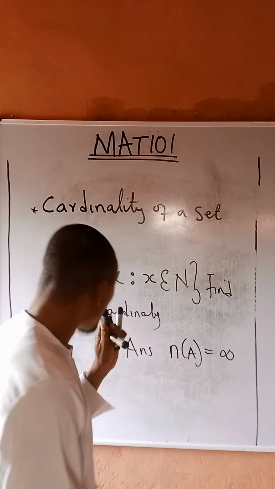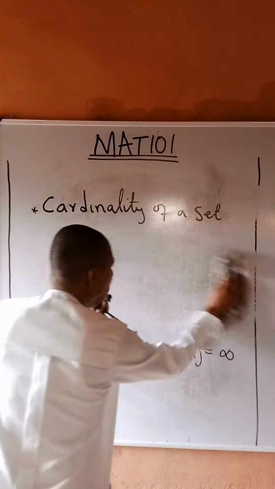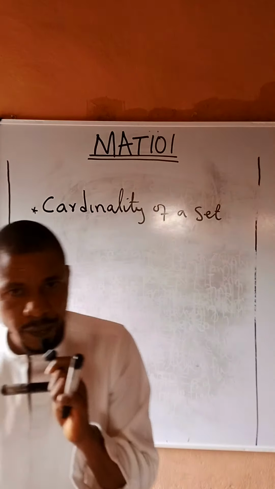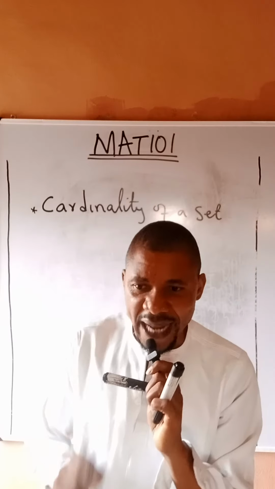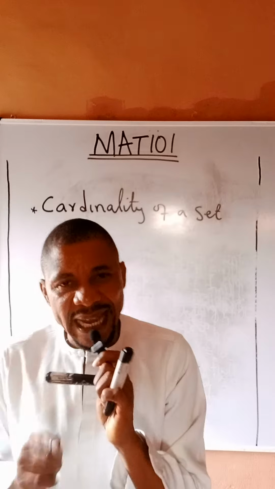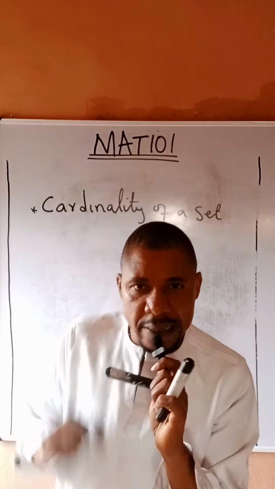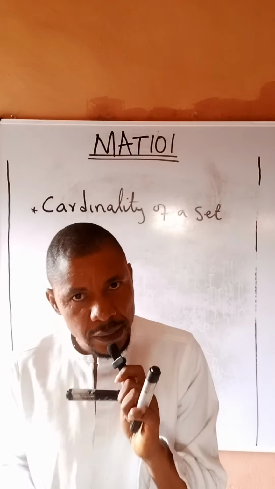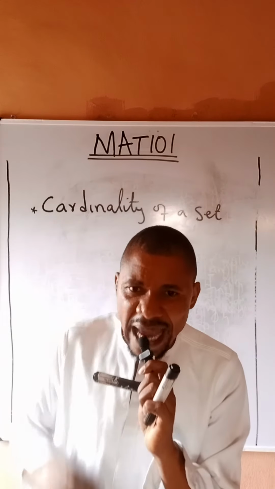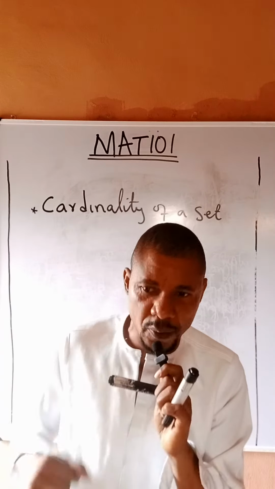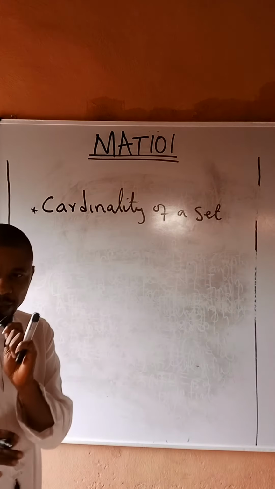You must also note that anytime you are asked which of the following is correct about cardinality: A, the cardinality of an empty set is equal to 0, it is correct. B, the cardinality of an infinite set is equal to infinity, is correct. That is what you need to know.